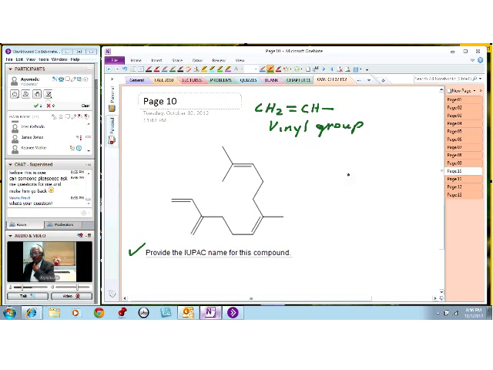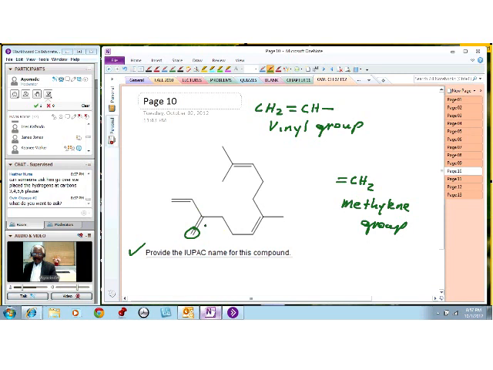And also, whenever you have this group, which is right here, you call that a methylene group. A methylene group. So now you have in this molecule a methylene group. You have potentially a vinyl group. So the tricky question here is, which is the longest carbon chain containing the most number of carbon-carbon double bonds?